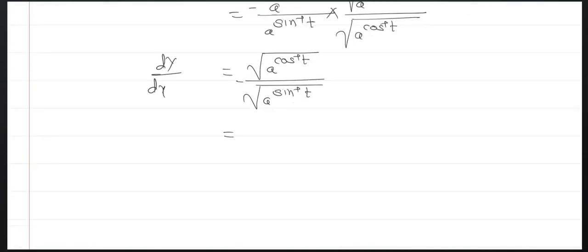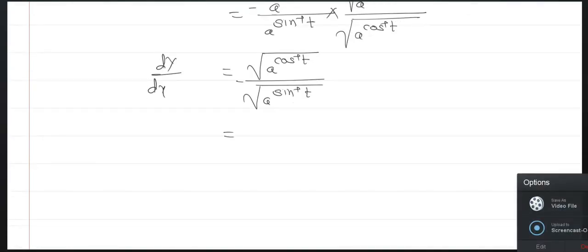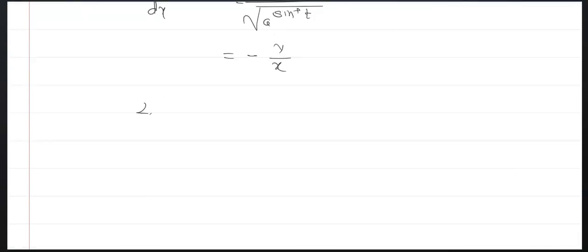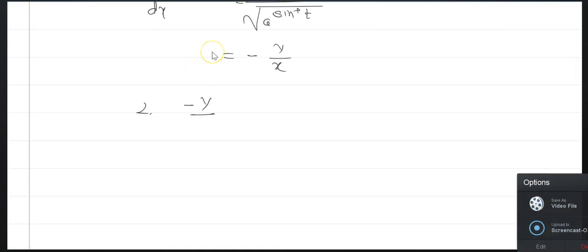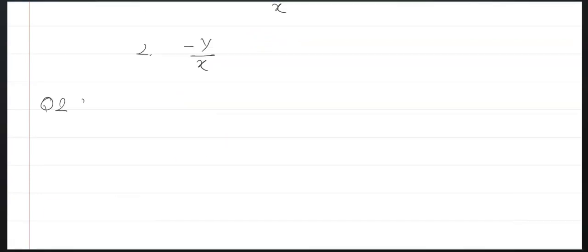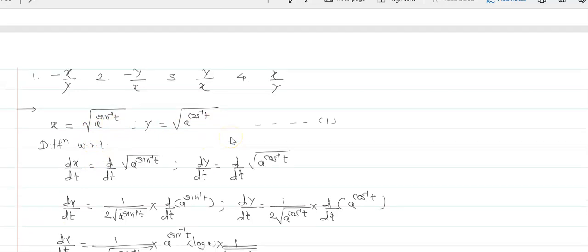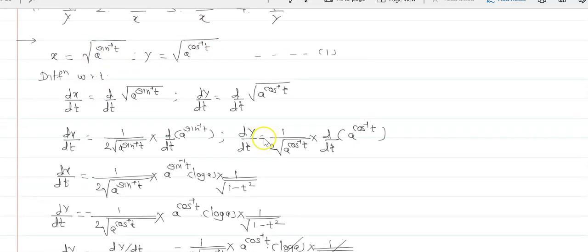Therefore, you will get dy by dx is equal to root of a raised to cos inverse of t upon root of a raised to sine inverse of t. Therefore, dy by dx is equal to minus y upon x. Therefore, option 2 is the correct one. That is, x is equal to a raised to sine inverse of t, y is equal to a raised to cos inverse of t. Their differentiation.